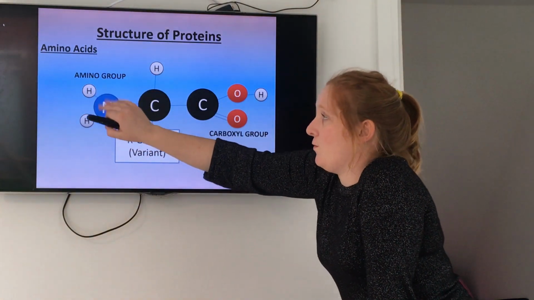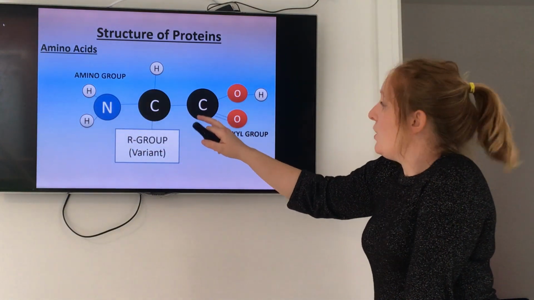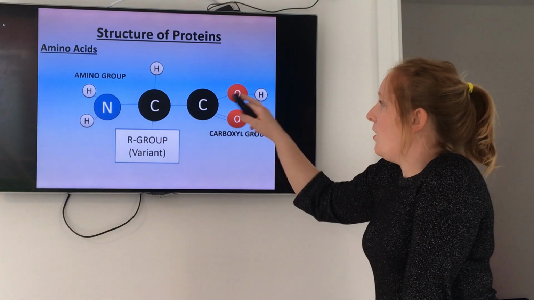You've got your amino group, which is NH2, and then on the other side you've got your carboxyl group, which is C double bond O OH.